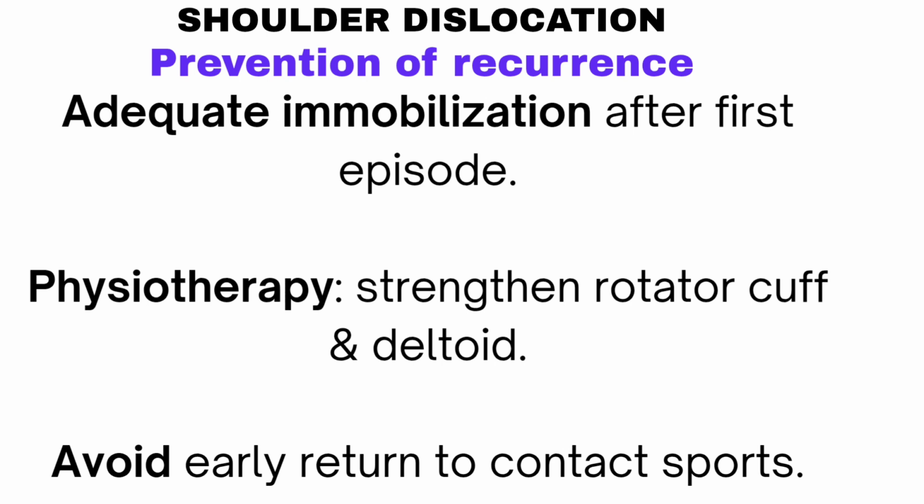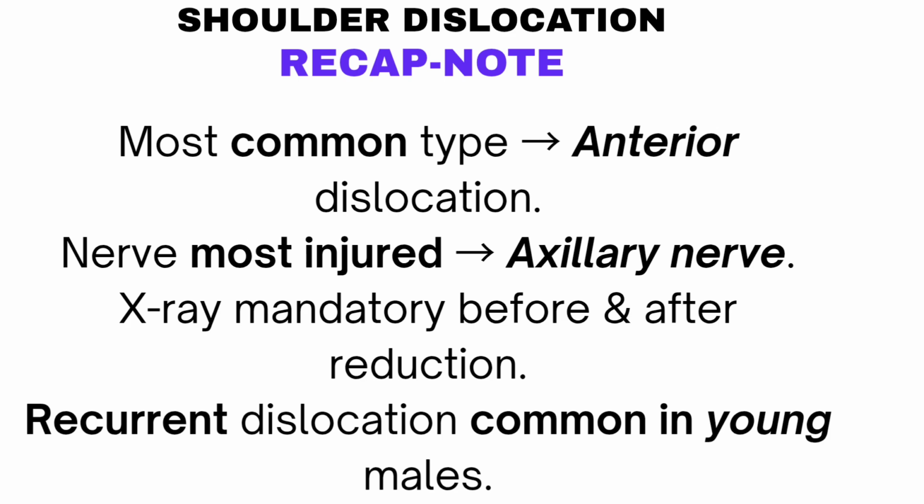To recap key points as we conclude, the most common type is anterior shoulder dislocation. The nerve most often injured is the axillary nerve. Always do an X-ray before and after reduction. Recurrent dislocation is common in young males.